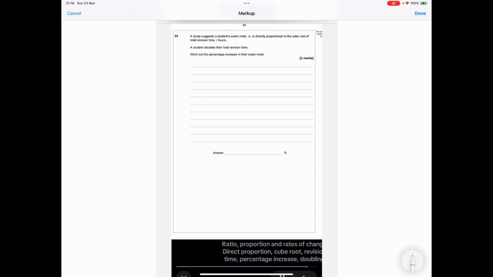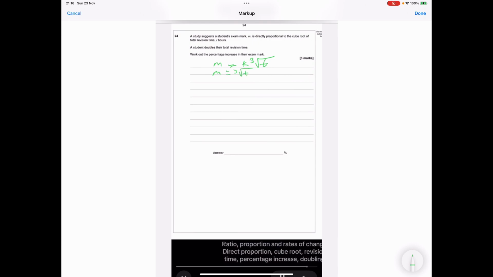So basically, M equals, I would normally put a K in, but I don't know if I need to, the cube root of their time. I'm not going to bother with a K. So that means it's M equals the cube root of T.